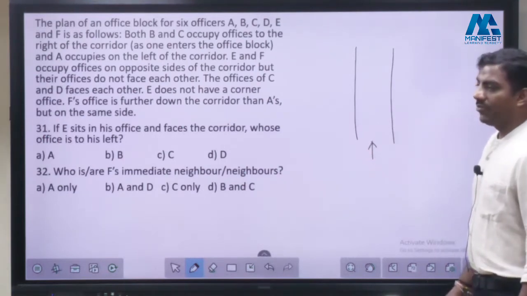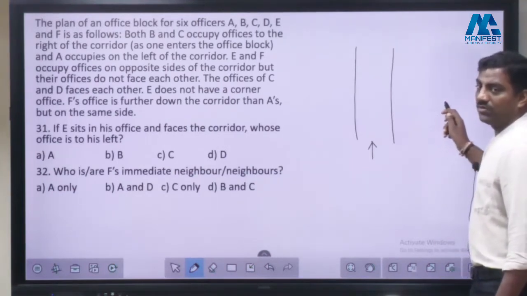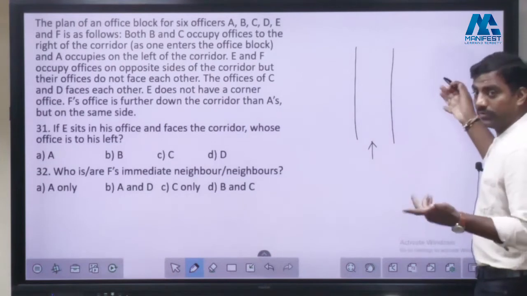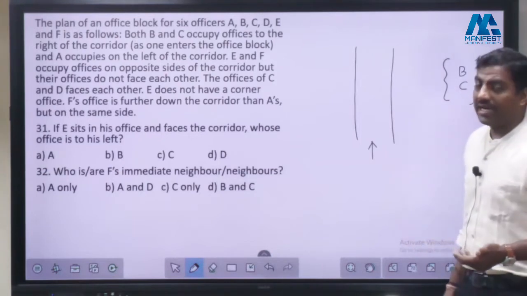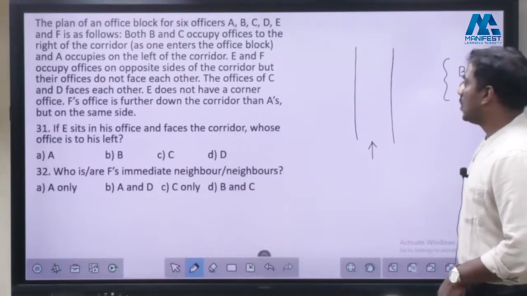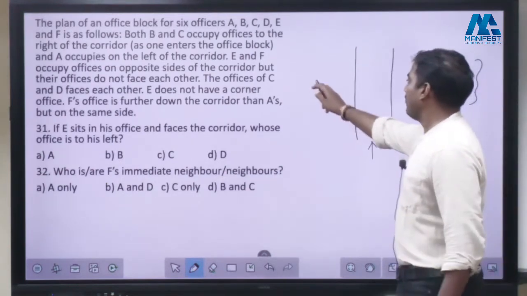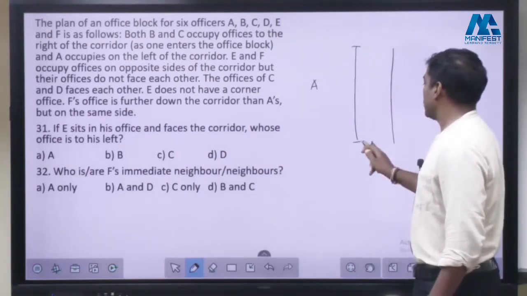B and C will come on which side? Right. B and C are on the right of the corridor. Then A occupies the left of the corridor. Okay, A will be one of these 3.